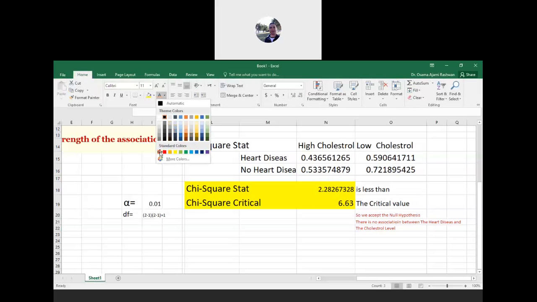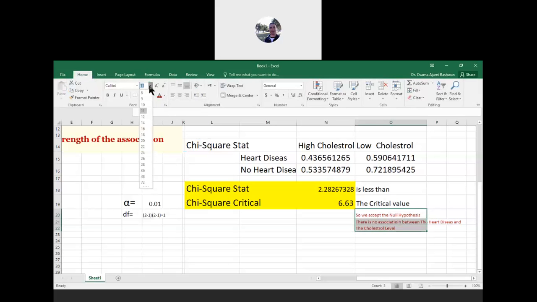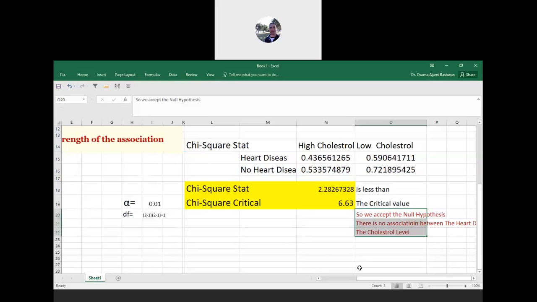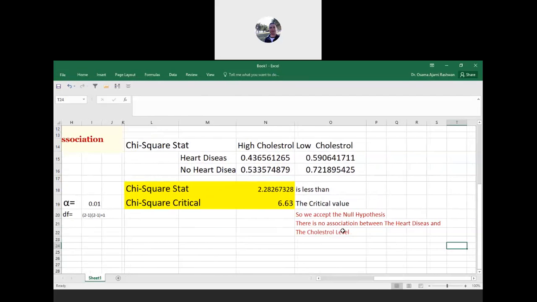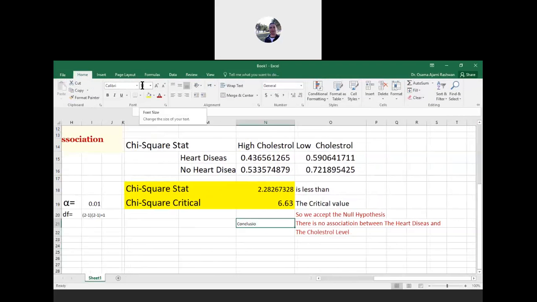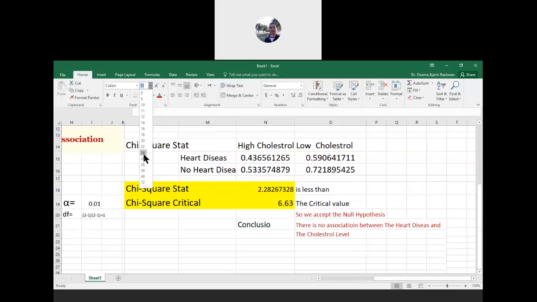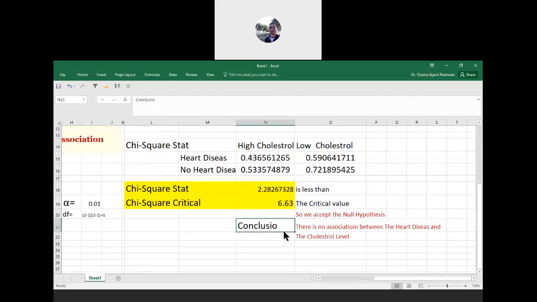Okay. And you just make it bigger. This is very important because it gives a summary for your conclusion, right? This is a conclusion. But until now, you said there is association or not, but you didn't say it is yes. If there is no association, no need to have the strength of the association. Okay. But let us have the phi value, right? So I'll go for the phi coefficient.